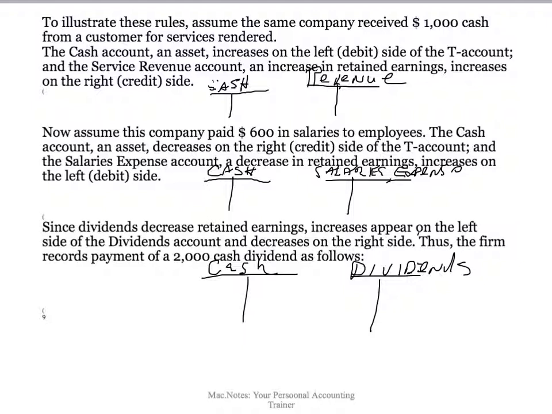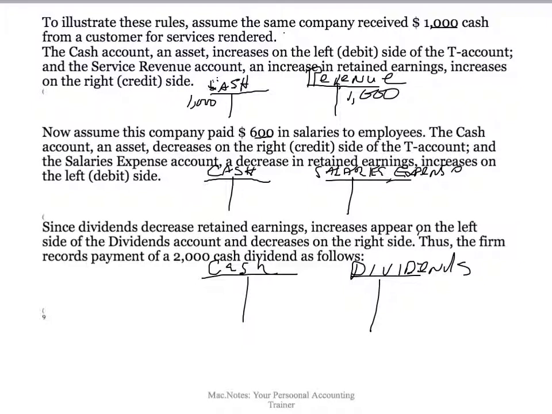Again, to illustrate, let's assume that the company received $1,000 in cash for services rendered. Now, when they render service, that means they provided service to their customer. Two accounts are affected. And if you visualize each account as a T account, then the cash account was increased and the revenue account was increased. And the way we record that is simply a debit to cash and a credit to revenue. And that's it. That means an increase in cash and an increase in revenue.